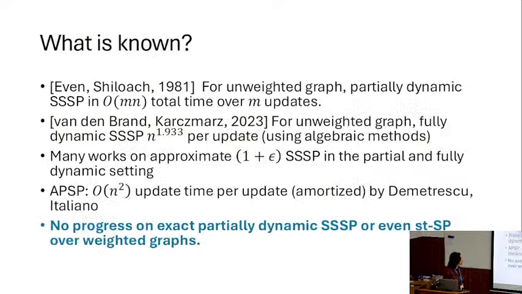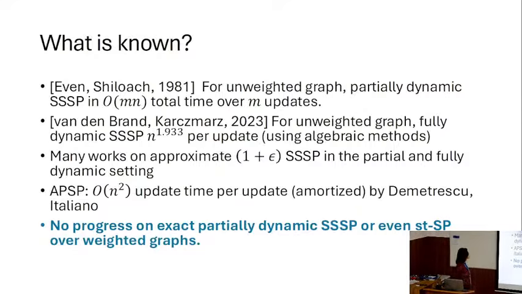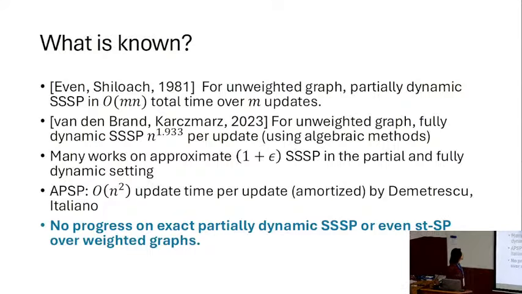So what is known in this regime? Back in 1981, which is over 40 years ago now, for unweighted graphs, Even and Shiloach gave a partially dynamic SSSP algorithm that has a total running time of order mn over m updates. If you are amortizing over m updates, the per-update running time is order of n, and that's more or less optimal, because at every step you have to return your distances to all the n vertices from the source.